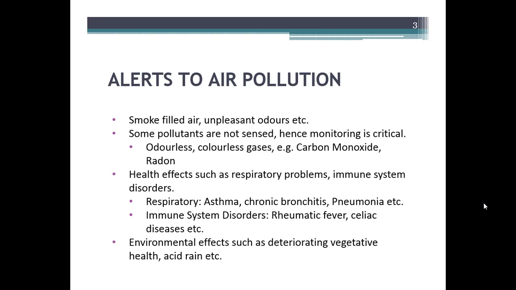Some of the environmental effects as well can also be seen in the deteriorating health of vegetation, forest health, even agricultural produce, etc. So we can see some of the effects there. Acid rain can affect vegetation, we know it can affect buildings, etc. So there are many different environmental evidences that can be linked back to air pollution.